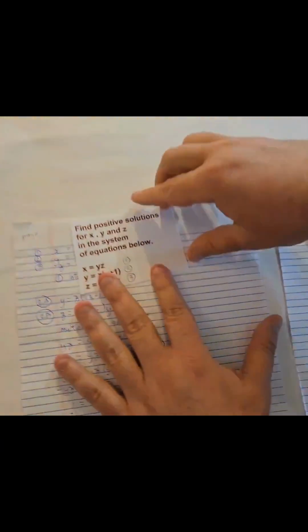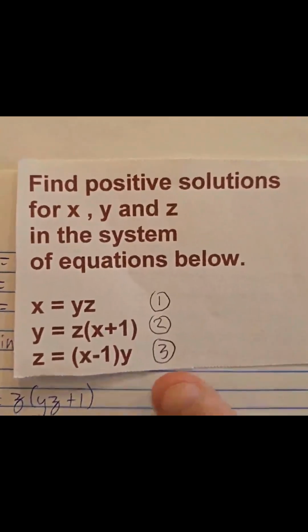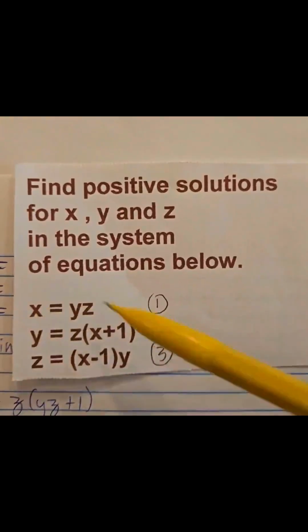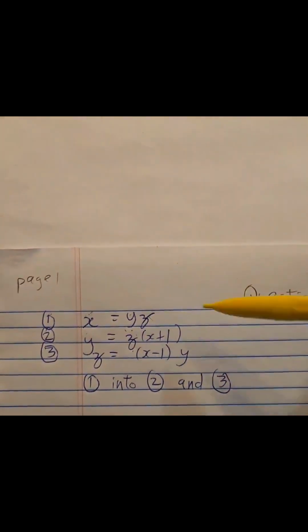This is the actual question. I rewrote it. Find positive solutions for x, y, and z in this system of equations. And I just penciled in 1, 2, and 3, so when you refer to equations, we know which ones. And now we're going to start doing it the method that's in his book. So let us tackle the question now.